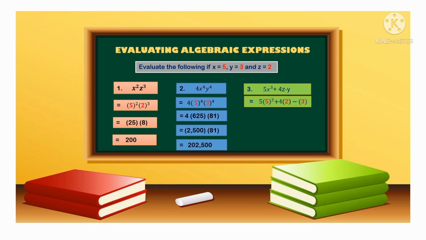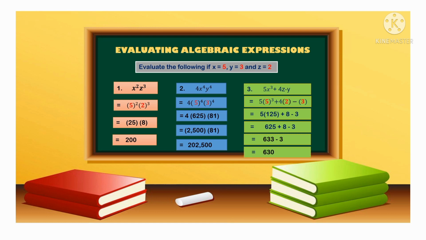So in example number 3, 5x cubed plus 4z minus y. Same procedure, substitute the value of our variables. So 5 cubed gives us an answer of 125, plus 4 times the value of our z, which is 2, minus the value of our y, which is 3. So 5 times 125 gives us 625, plus 8 minus 3. Remember the rules, we have to add first. So 625 plus 8 becomes 633. The remaining is minus 3, or negative 3. So 633 minus 3 becomes 630, because the largest absolute value is positive, so the answer must be positive.